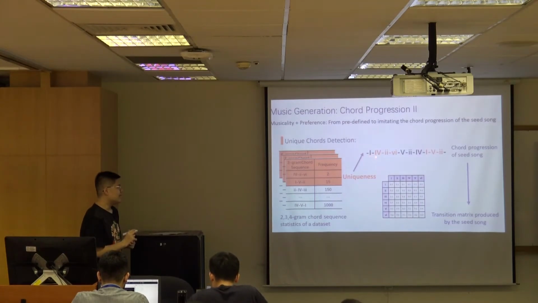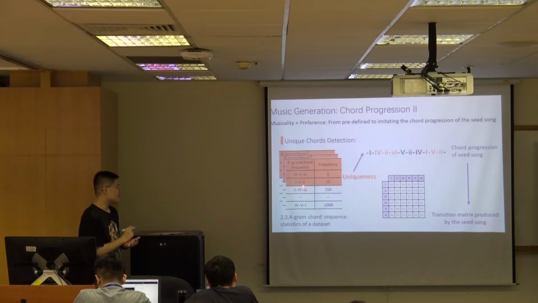So how do we detect the unique chord sequences in the seed song? We have a chord sequences dataset, and we do 2, 3, 4-gram chord sequence statistics based on the dataset. And we set a threshold, so chord sequences that occur less than the threshold will be tagged as unique. Then we go to the seed song. We also scan the chord sequences. The 2-gram chord sequences in a seed song will form another transition matrix. So this transition matrix is produced by the 2-gram chord sequences in a seed song.